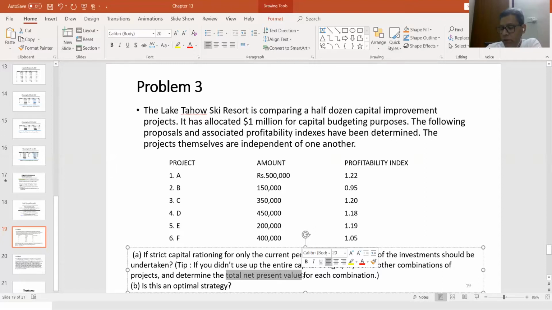And in the second combination, A and D, amount and PI, we have 500,000 in project A, and project D is 450,000. That in total is consuming 950,000. And if you look at this, 850,000, and profitability index is 1.22 and 1.18. So this is the question that we have.